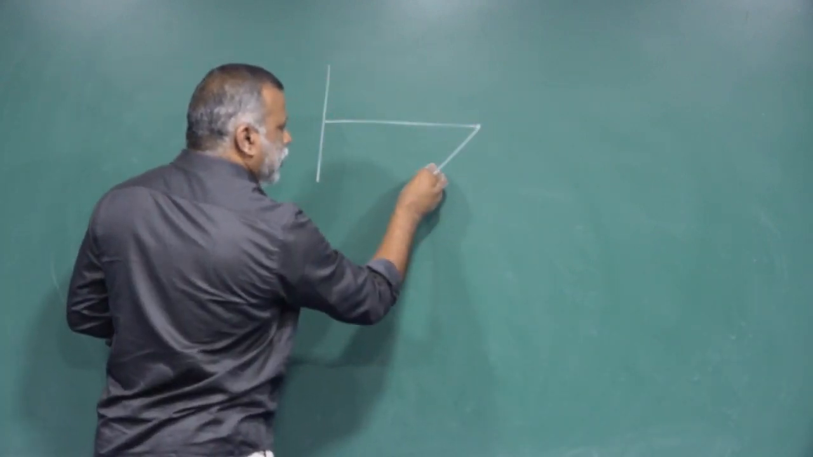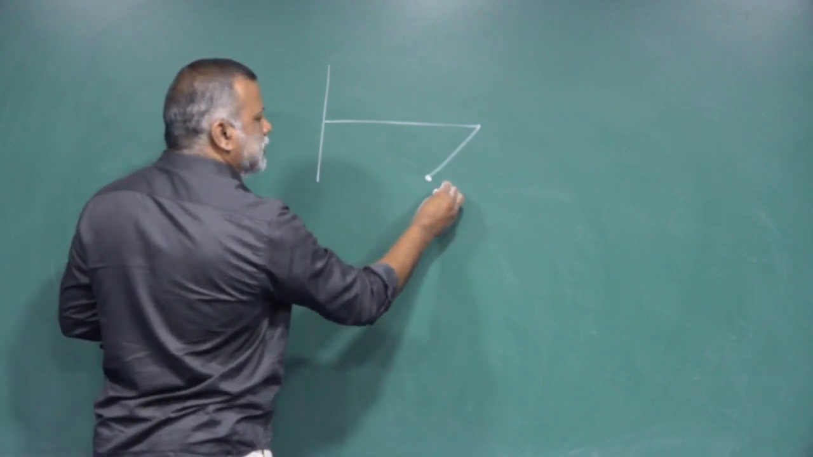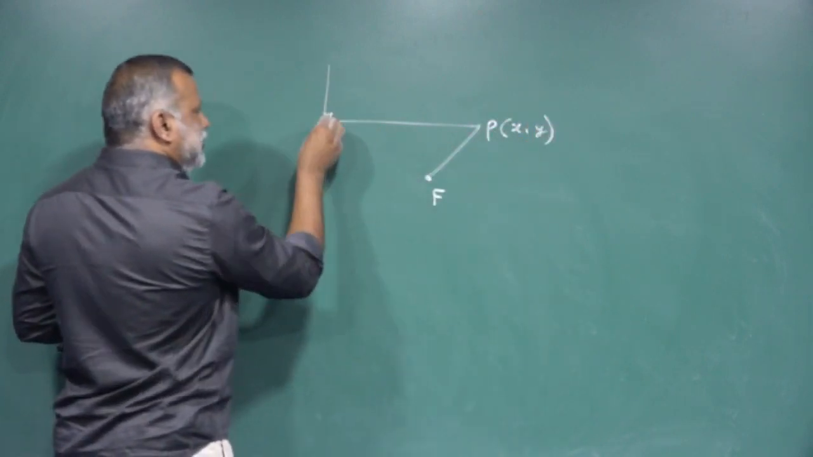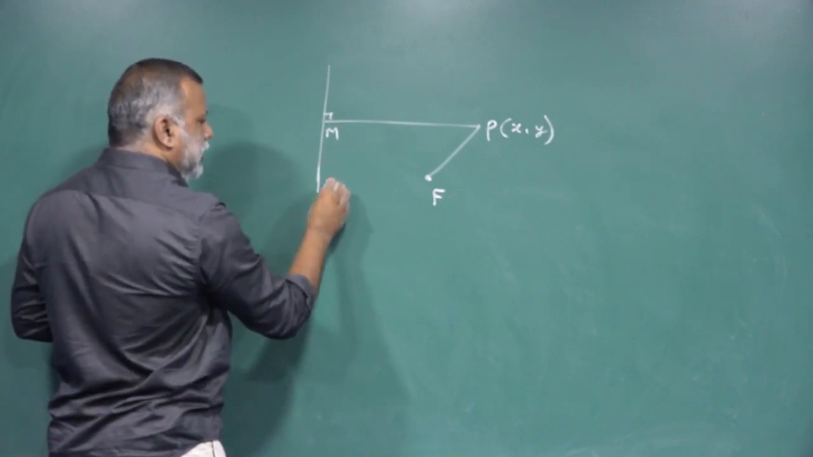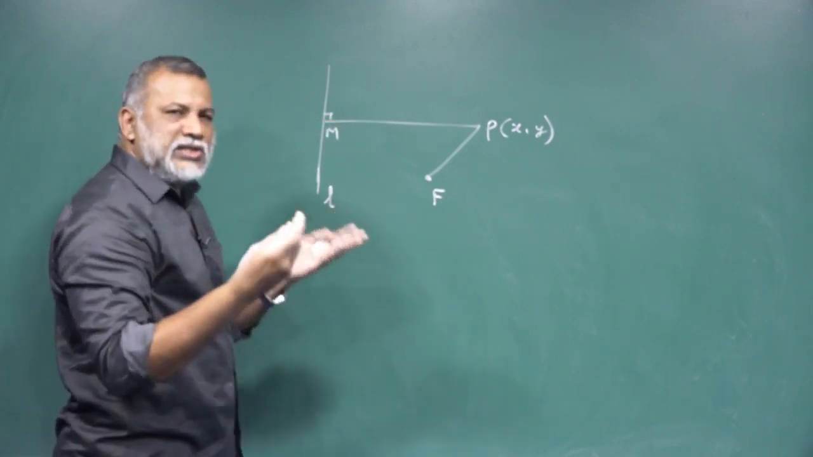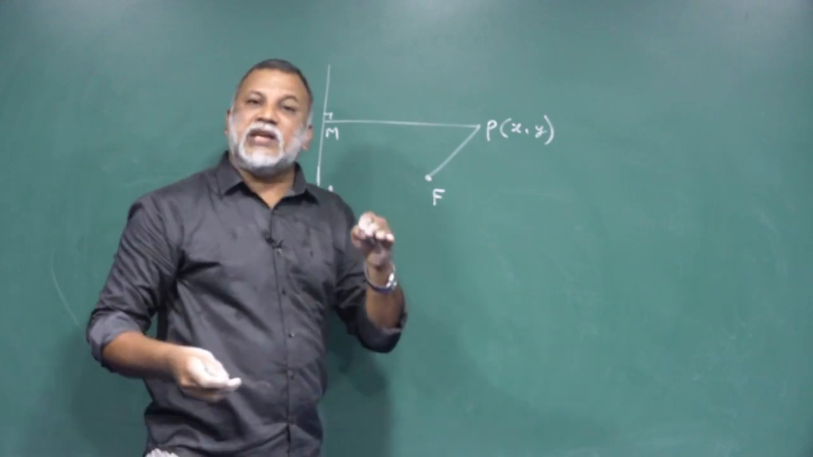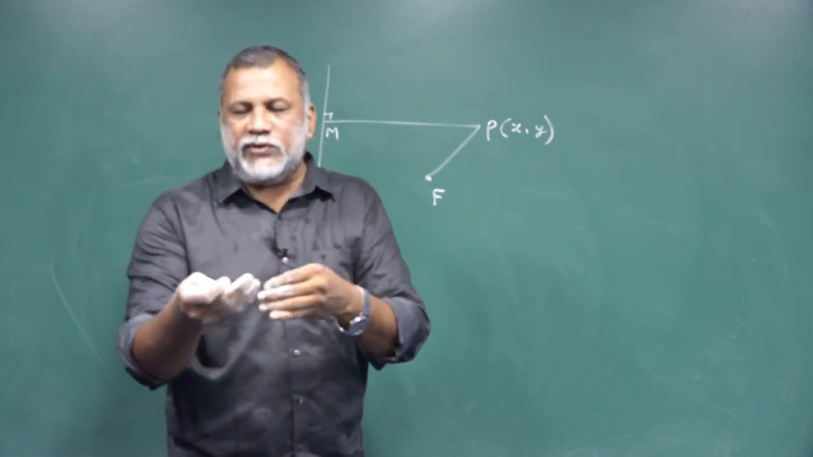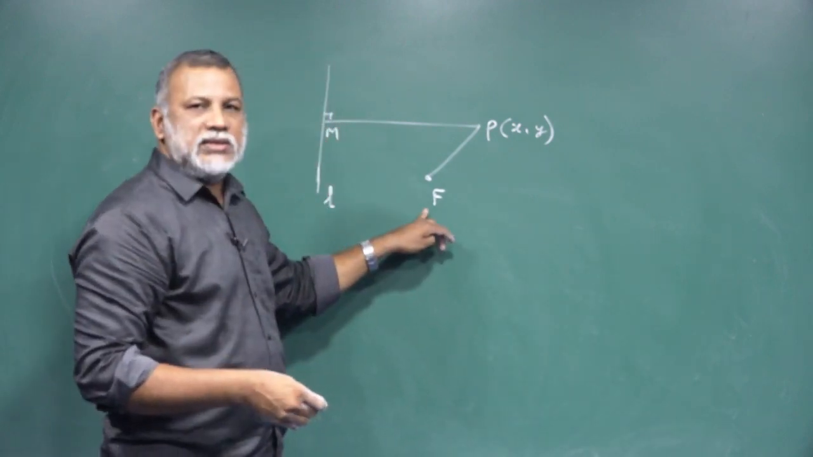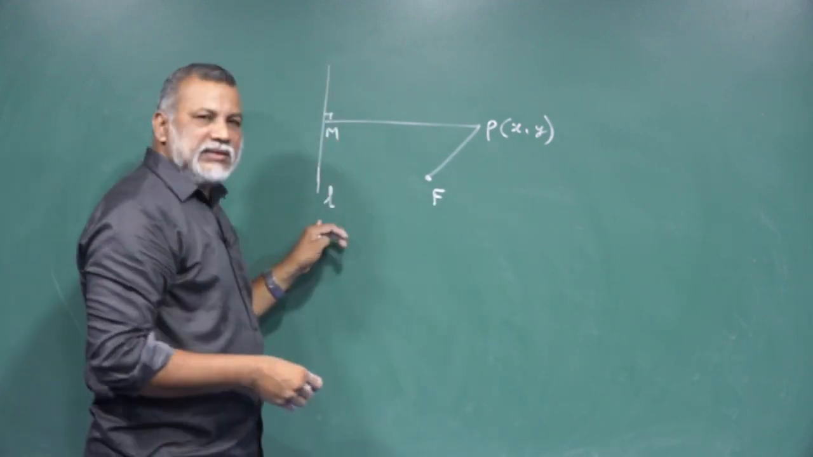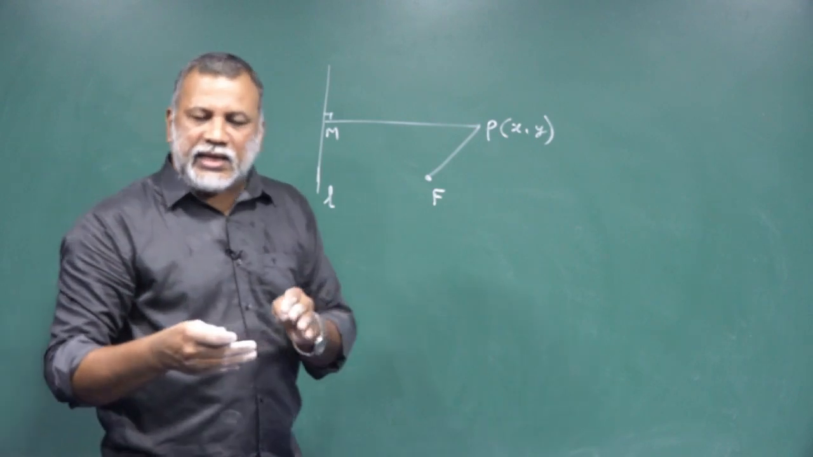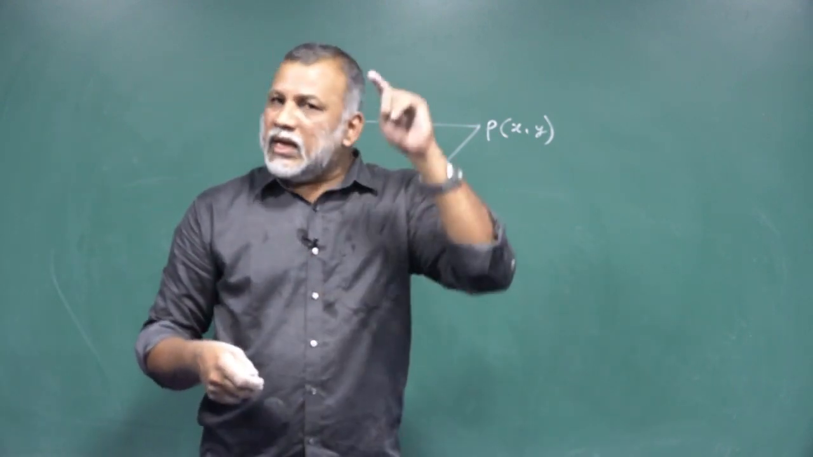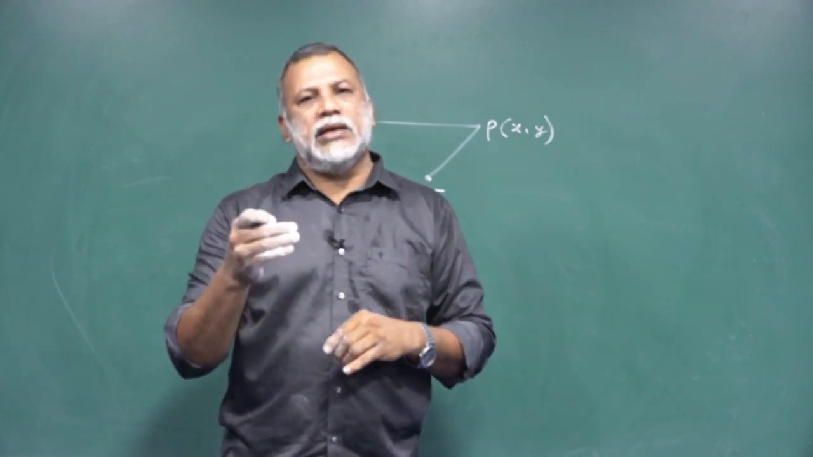So far we discussed only this one diagram. This is the focus. This is the point P(x, y). Then PM is the length of the perpendicular. Initially we think of F as the fixed point. The name of the fixed point is called the focus. This is the directrix, the fixed line. The line is always in the form of an equation of the line ax + by + c = 0. The name of that fixed line is called the directrix.